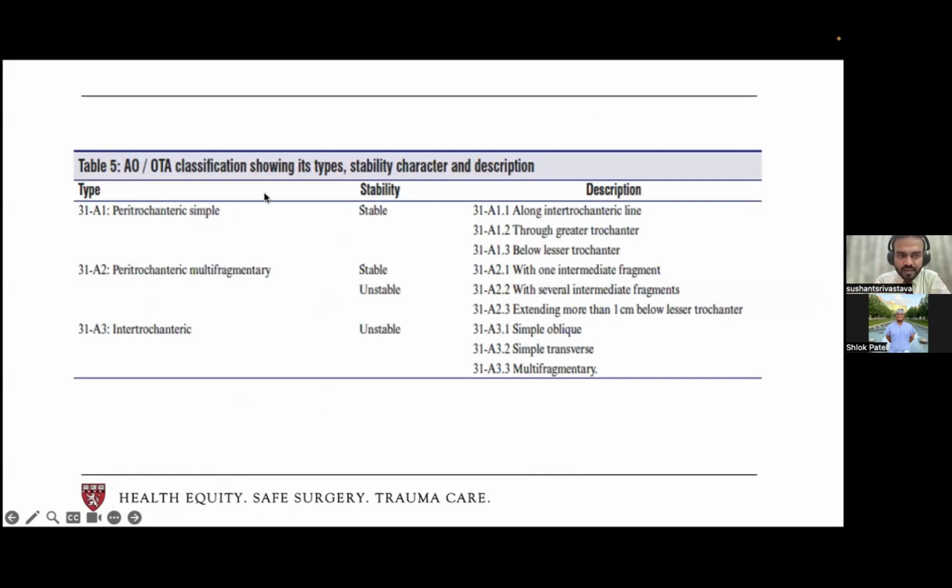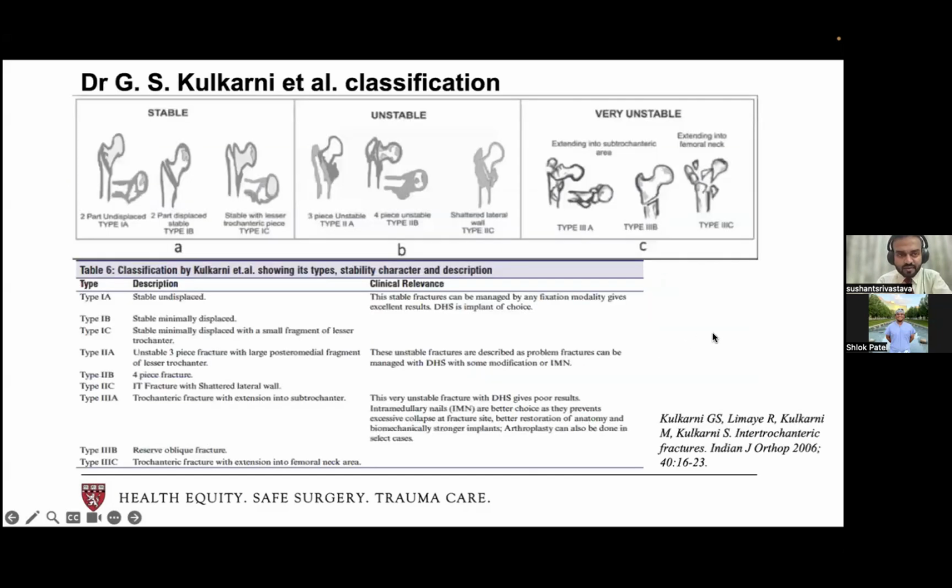So this is the table which is showing us 31-A1, peritrochanteric simple, which is stable in its stability. The description: along the intertrochanteric line, through the greater trochanter, below the lesser trochanter. A2: peritrochanteric multifragmentary, stable with one intermediate fragment, unstable with several intermediate fragments and extending more than 1 centimeter below the lesser trochanter. Intertrochanteric 31-A3, unstable in stability and having a simple oblique, simple transverse and multifragmentary pattern.